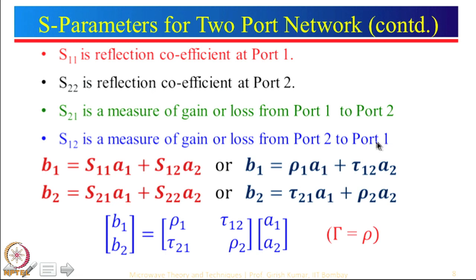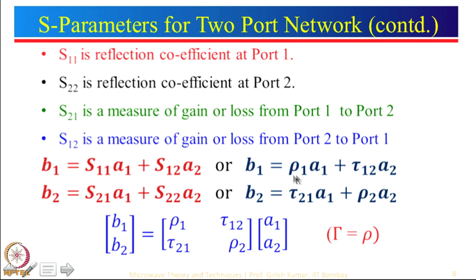So now these S parameters can be written in a slightly different way, in a sense that S11 is reflection coefficient. And I just want to mention here, earlier we had used the symbol gamma for reflection coefficient, but in some books they use the expression rho as a reflection coefficient. So you just please remember, rho is same as gamma depending upon which book you read. So we can write here S11 as reflection coefficient at port 1.